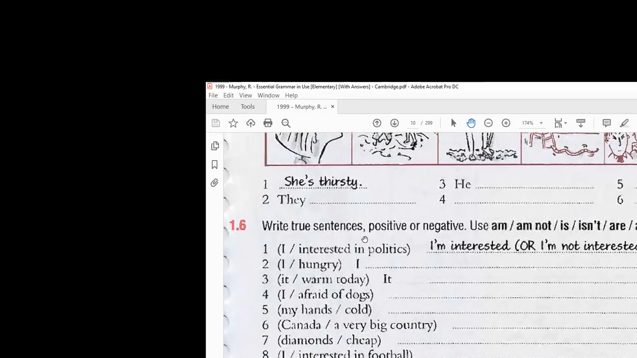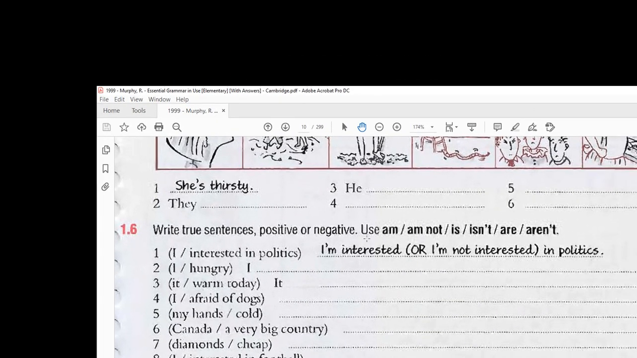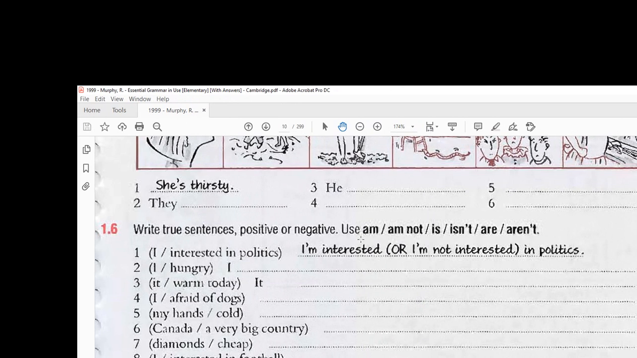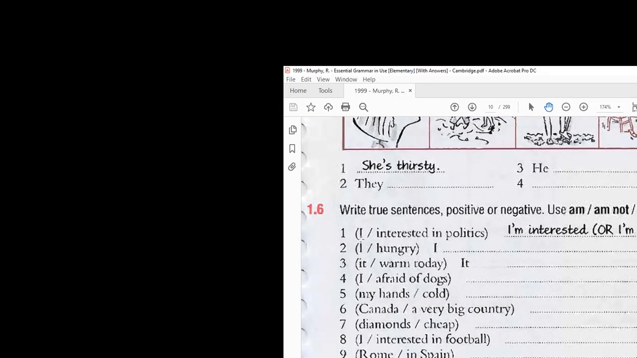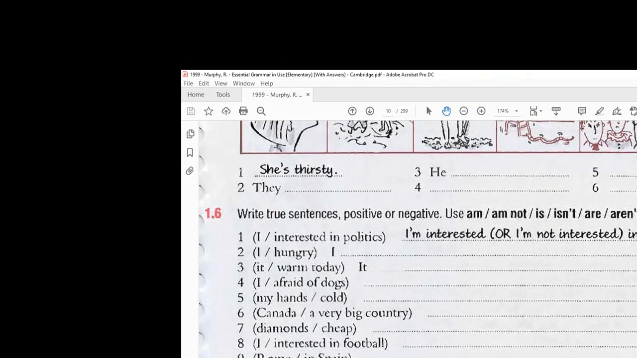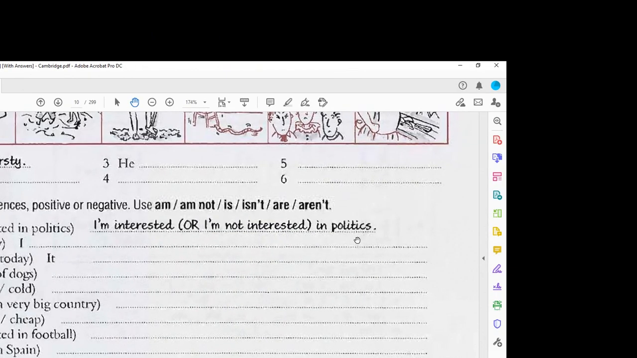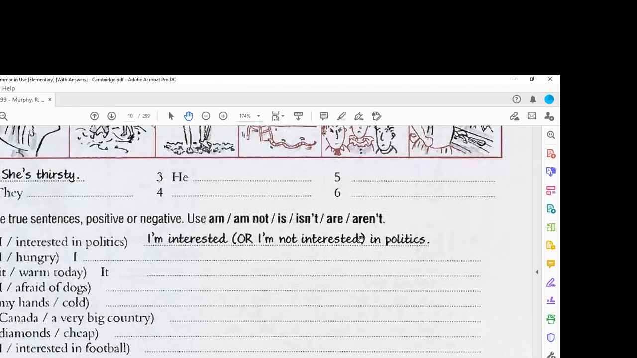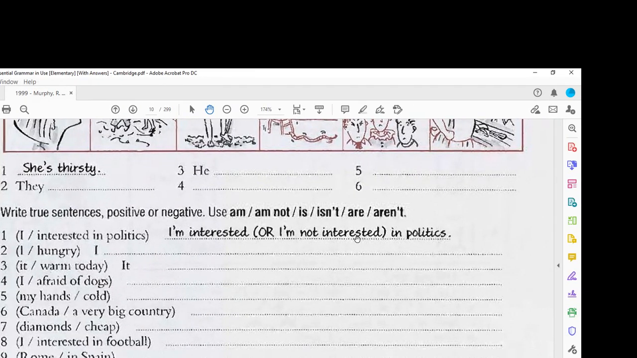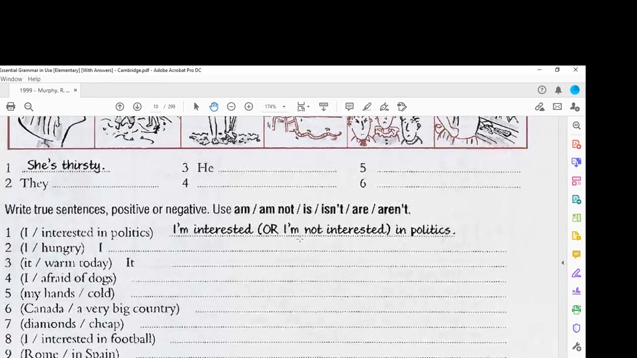Okay. Now, write true sentences, positive or negative. Now here, this depends on you. You are going to decide whether you make positive or negative sentences. I'm going to give you my example. Number 1 says, "I interested in politics." Honestly, I am not interested in politics. And the answer is, I'm interested in politics, or I'm not interested in politics. In my case, this would be the right answer: I am not interested in politics.